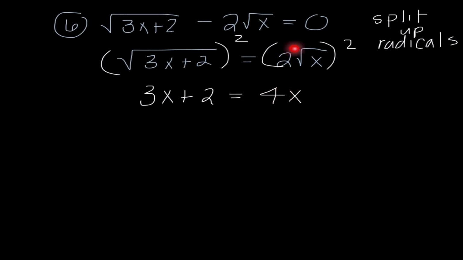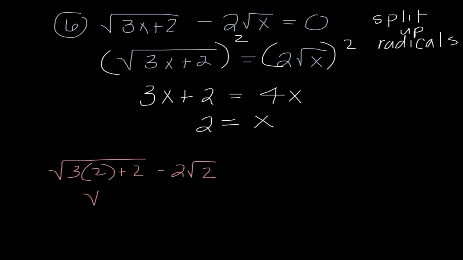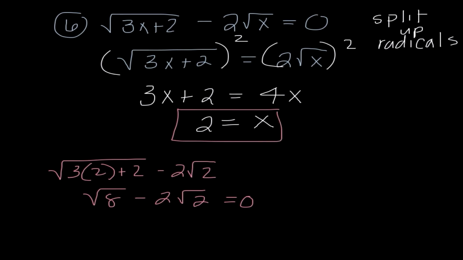This is 4 because it's 2 squared. Now I'm just going to subtract 3x from both sides, and I get x equals 2. So let's double check. The square root of 3 times 2 plus 2 minus 2 radical 2. Is the square root of 8 minus 2 radical 2 equal to 0? And that does make a true statement, so x is equal to 2.